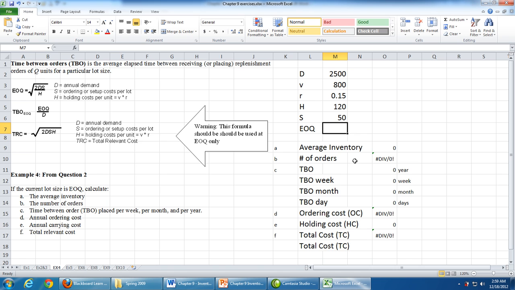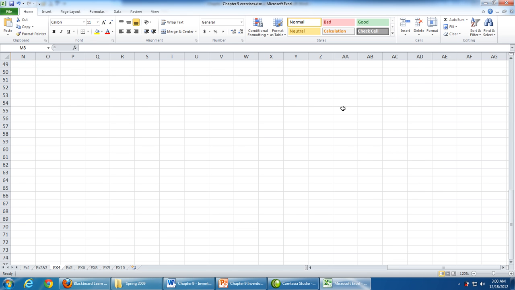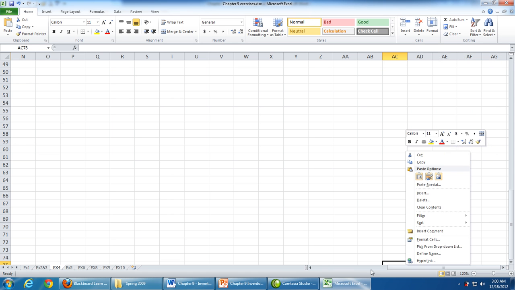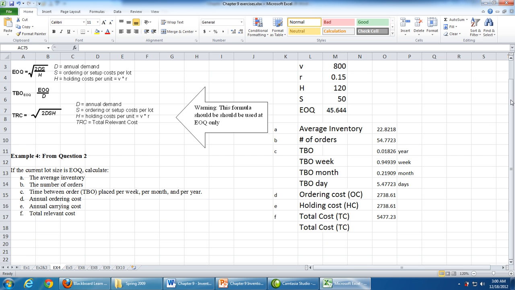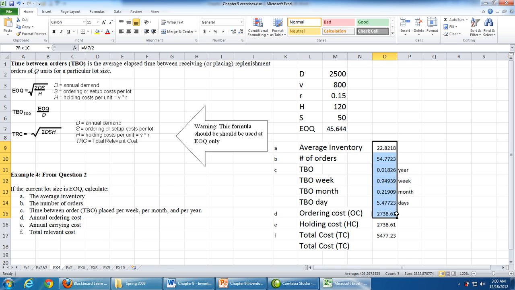Over here, and after that we are going to find out the EOQ by using square root of 2DS divided by H, that is, 2 times D times S divided by H. Okay, you can find out that the EOQ is about 45.6.